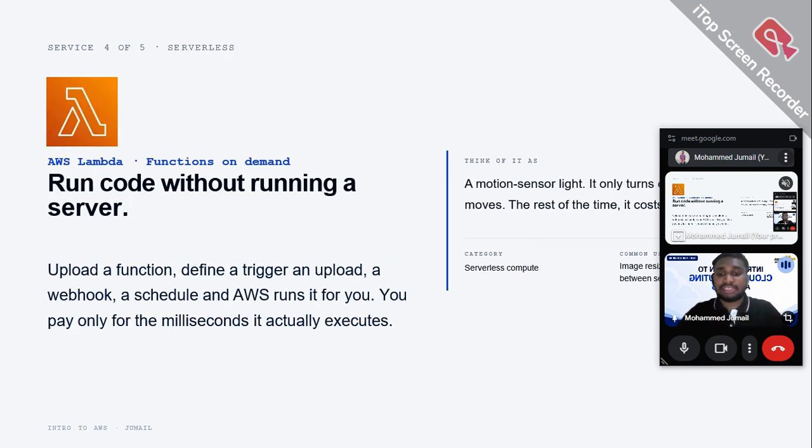Next one is Lambda. AWS Lambda is a serverless computing service. This means developers run code without managing servers. Functions only run when triggered by events such as file updates and API requests. Since users pay only for execution time, Lambda is very cost effective for automation and event driven applications.